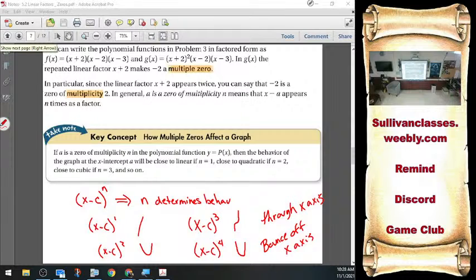Okay. Odds go through, evens bounce off. Because at every one of those zeros, however many times the zero happened, that changes its behavior there.